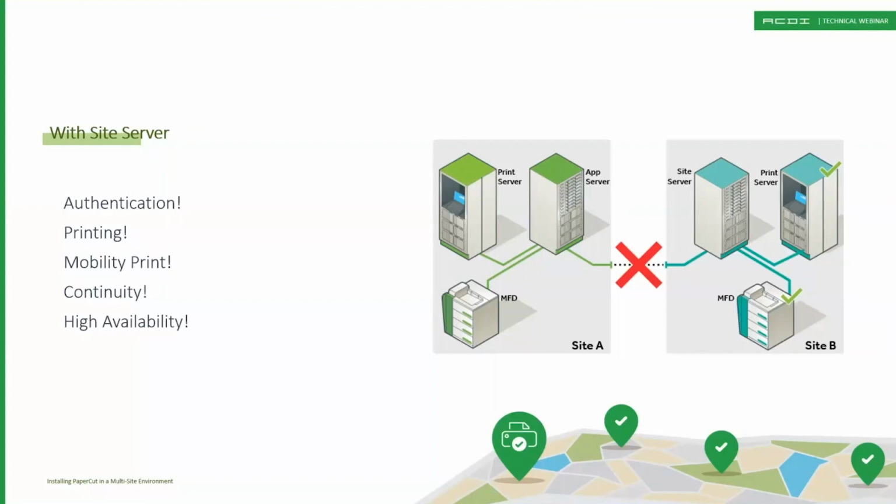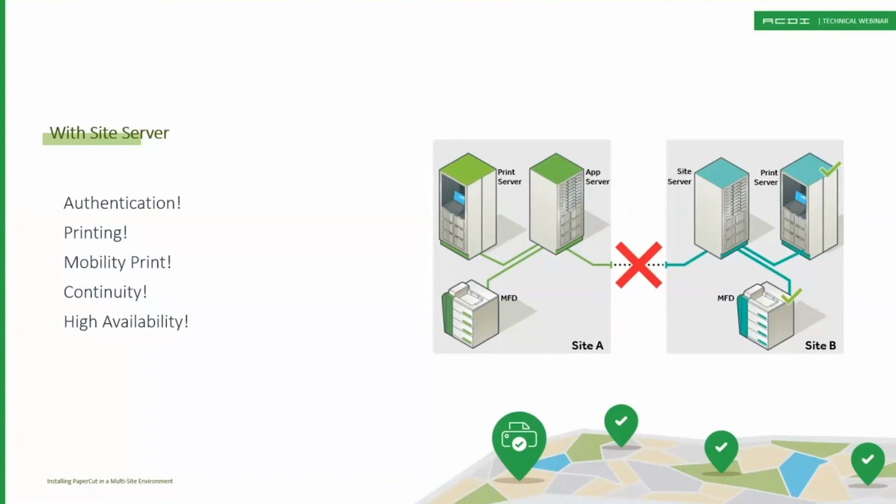In the unlikely event of an outage, the site server immediately takes over to deliver business continuity. When the link is reestablished, normal operation resumes, and offline job logs and transactions are submitted to the application server.